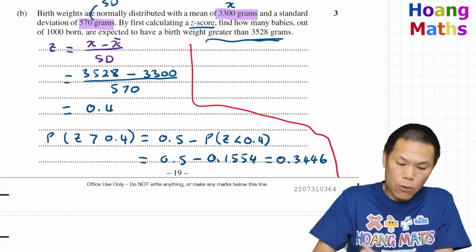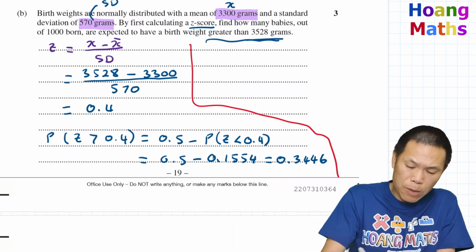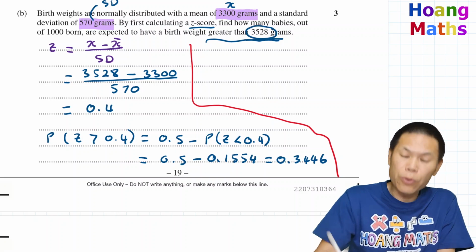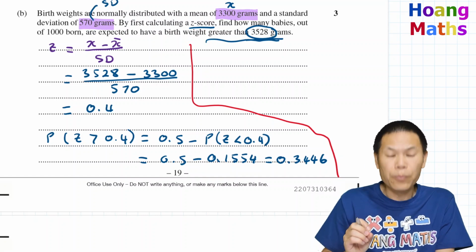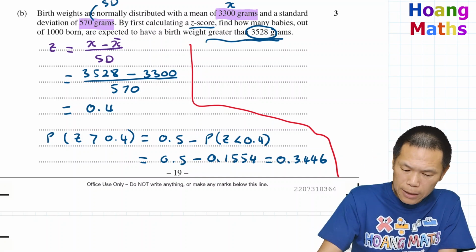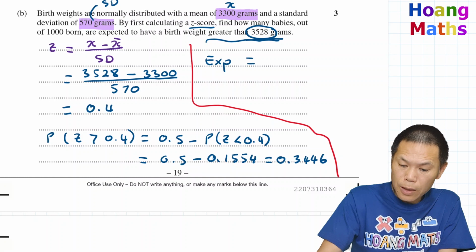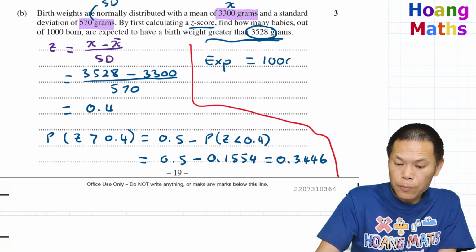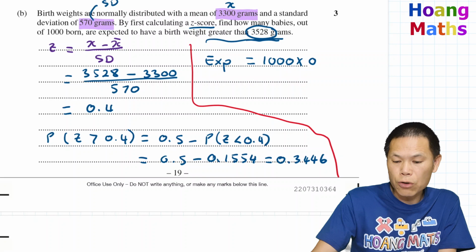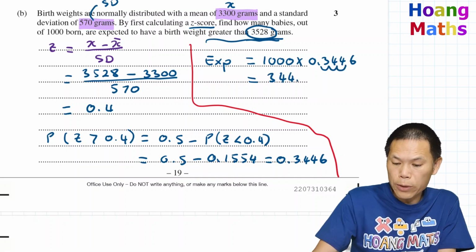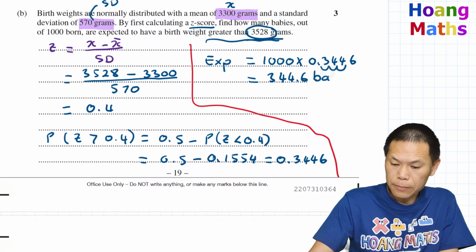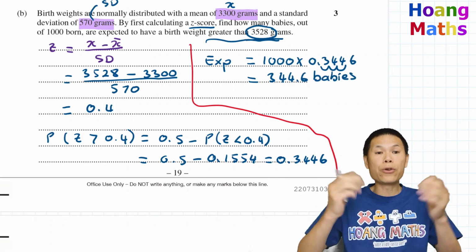Now we need to work out the number of babies expected to be born that is greater than 3,528 grams. So out of 1,000 babies, the expected number is 1,000 times 0.3446. So that will give me 344.6 babies. So there you go.